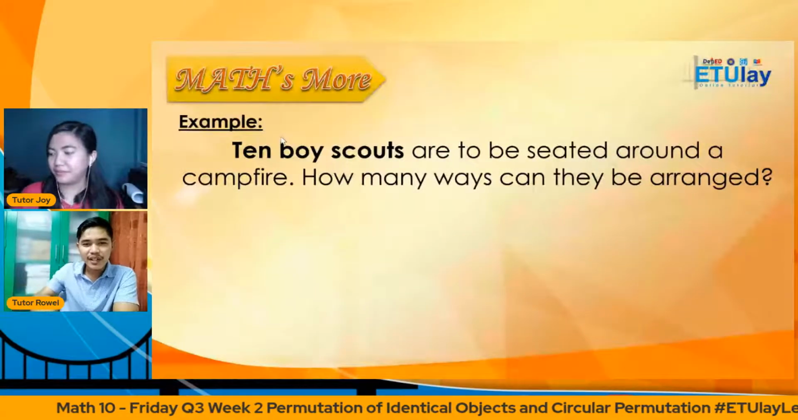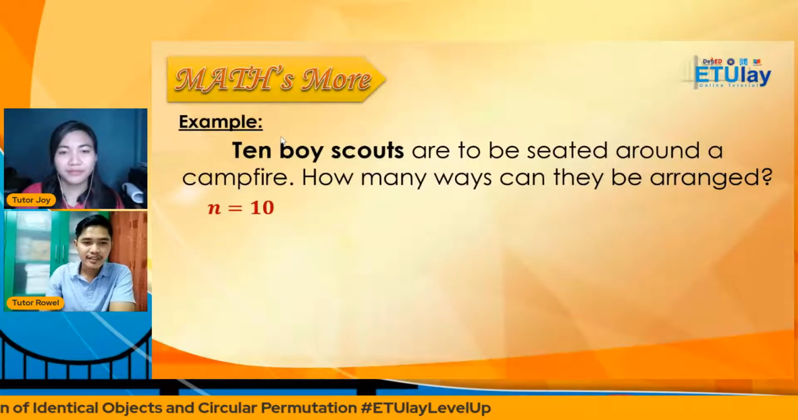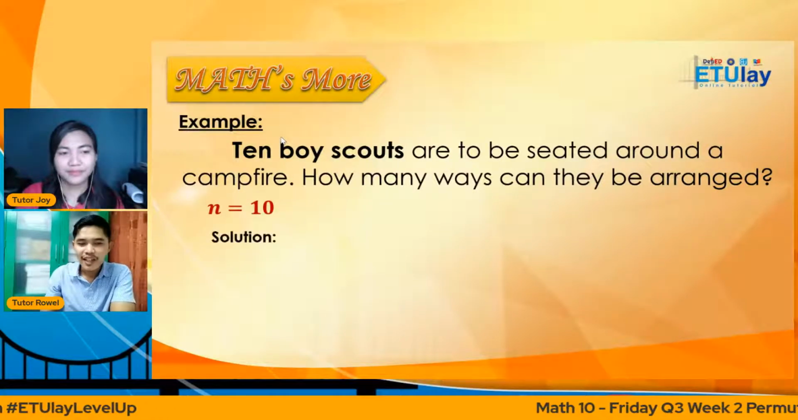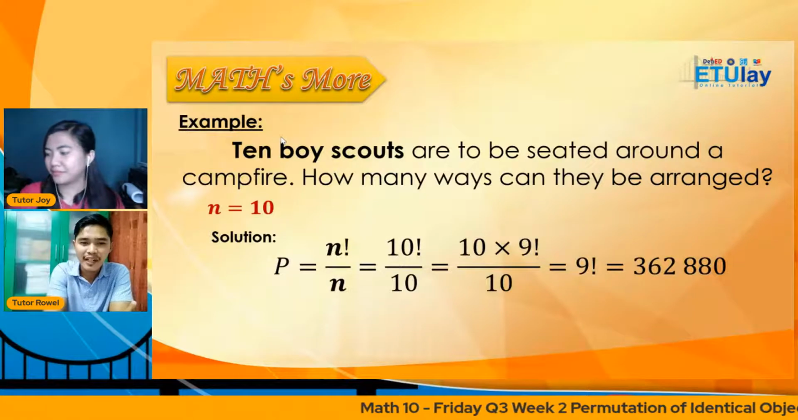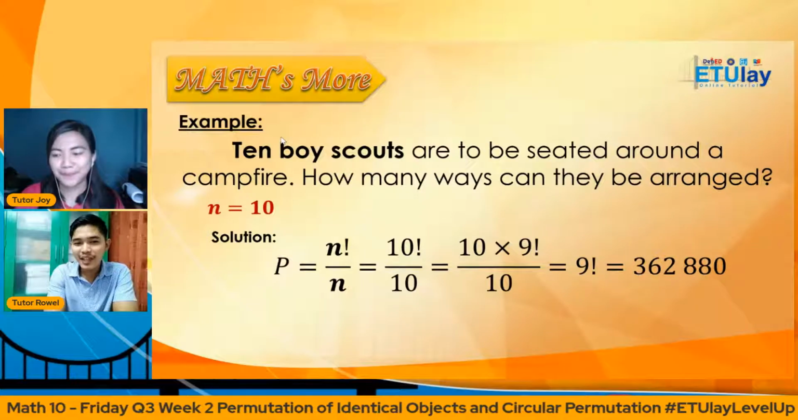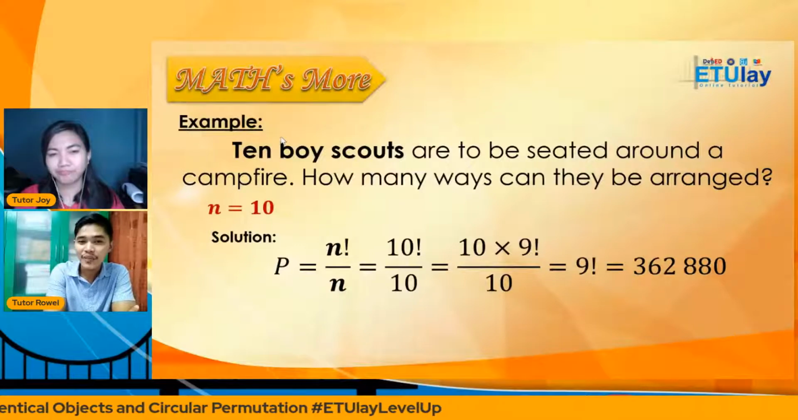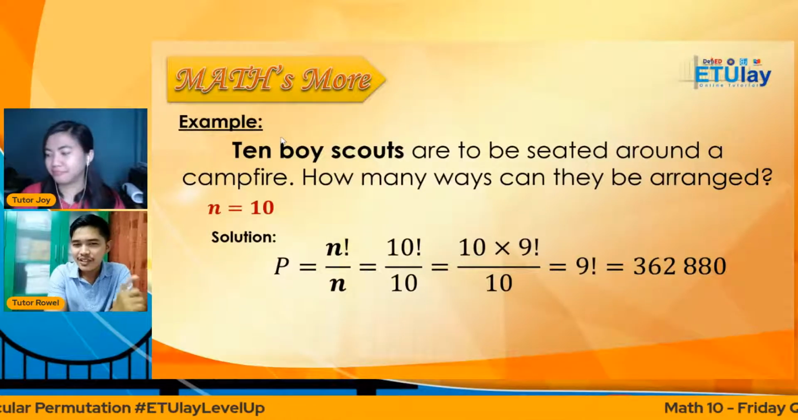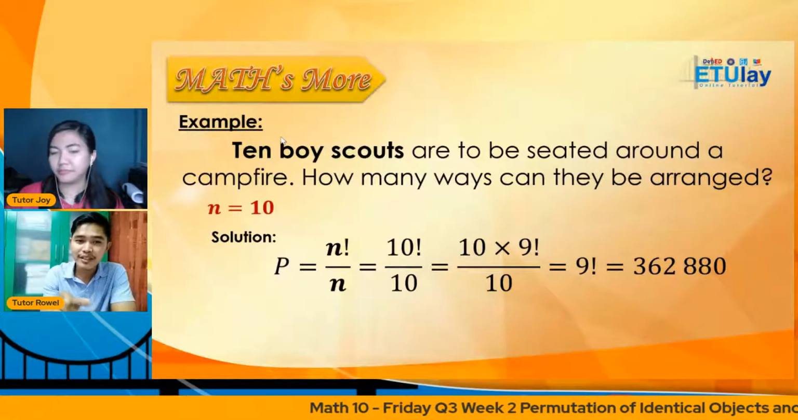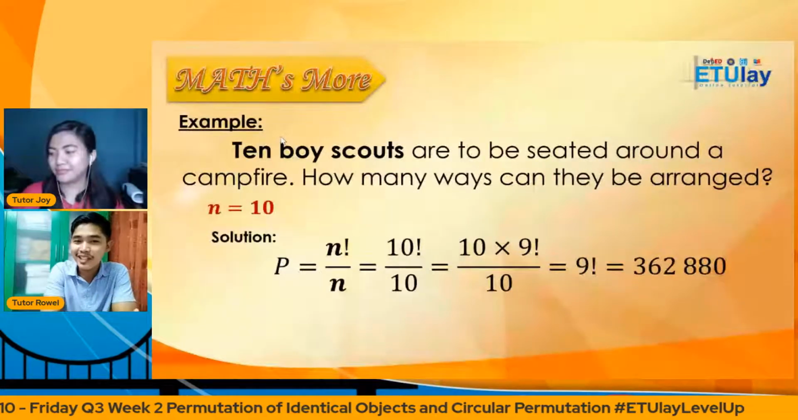Since naka-circular arrangement sila, ang mangyayari, Tutor Joy, will be this one. May 10. N is equal to 10 Boy Scouts. Ang solution natin will be this one. Bakit ganyan? Sabi, yung unang formula, n factorial over n. Since ang n natin ay 10, that is 10 factorial over n, which is 10. Ang 10 factorial para lang siyang 10 times 9 factorial. Hindi muna natin sinimplify na times 9, times 8, times 7. Ang ginawa natin dito, kinansel lang muna natin yung 10.